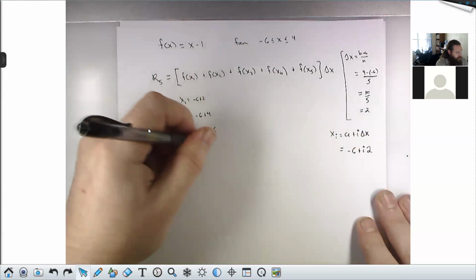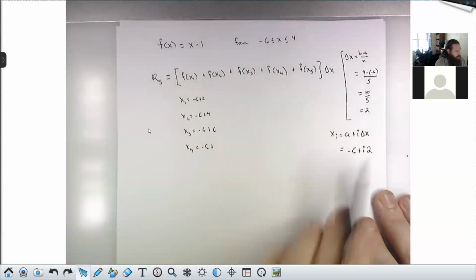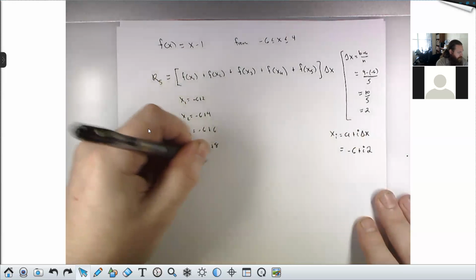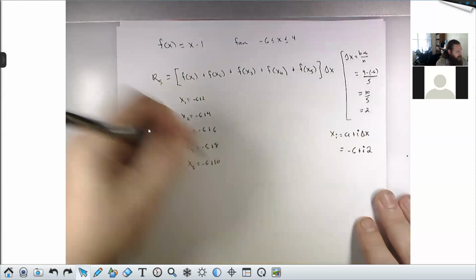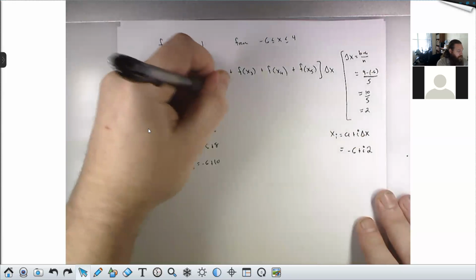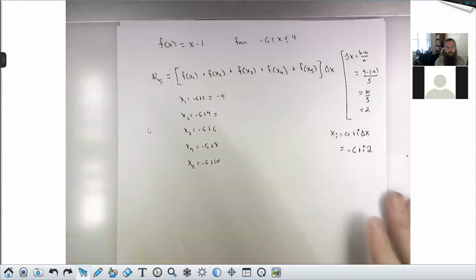x4 would be -6 plus 4 times 2, which is 8. And x5 would be -6 plus 5 times 2, which is 10. So x1 isn't actually going to be -6, it's going to be -4. -6 would be the left endpoint of that first subinterval. So it looks like you're mixing some things up.